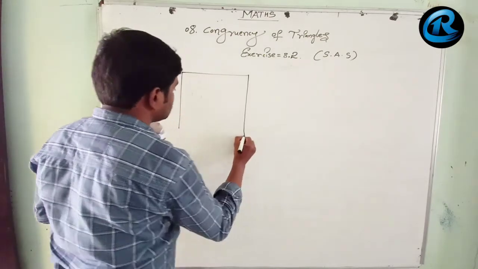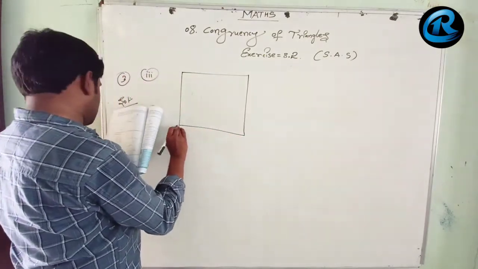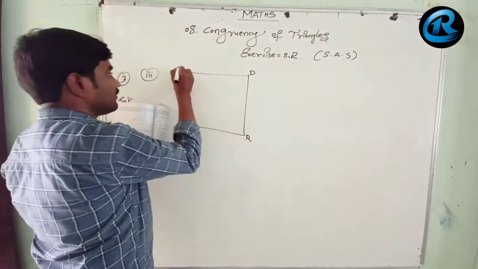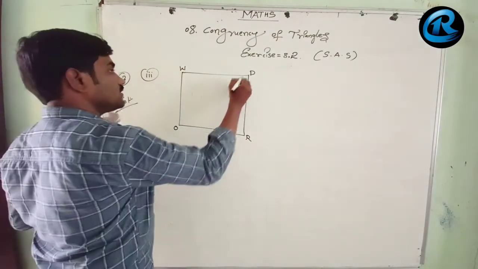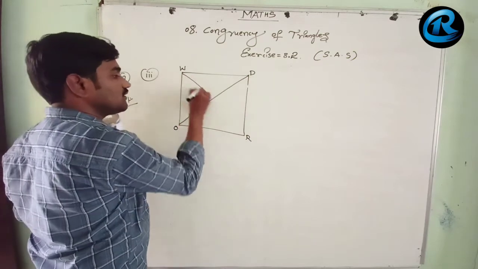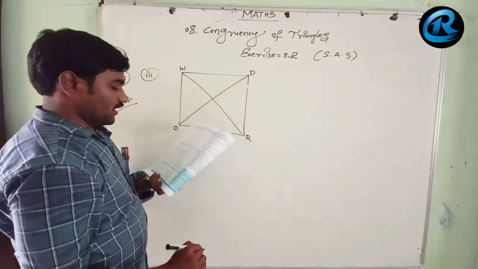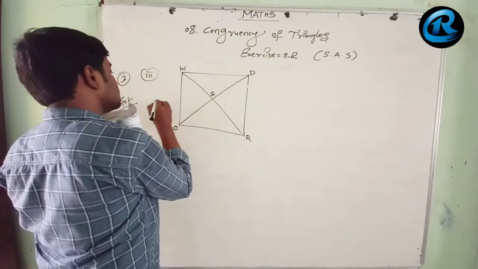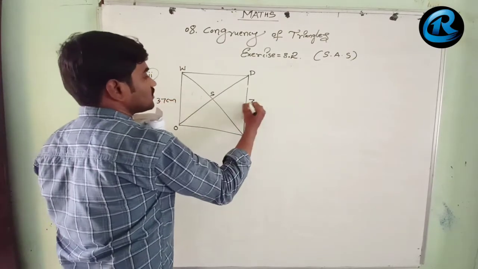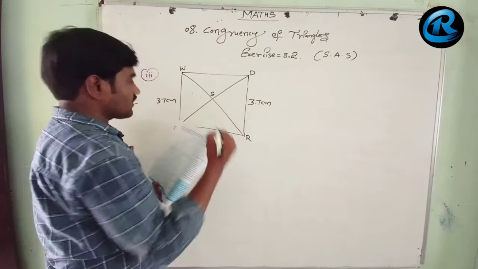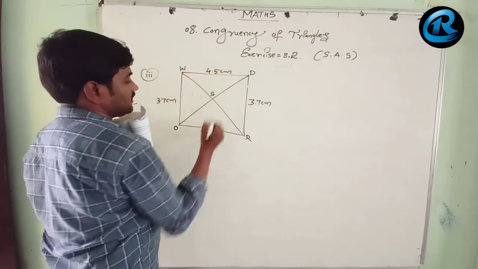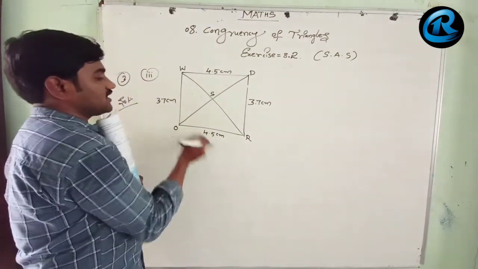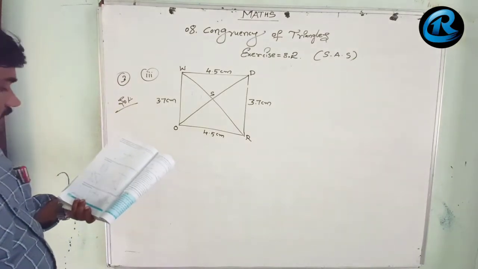Here they are given a square this time. Let us draw the square. This is the figure they have given here, ORDW. As we know, if we join opposite vertices, we get the diagonals of the quadrilateral, and it is S. Here it is given that it is 3.7 centimeters, and this is also 3.7 centimeter, and it is 4.5 centimeter, and it is also 4.5 centimeter. It's not a square, children. Notice this is a rectangle because length and breadth are different. Sorry.